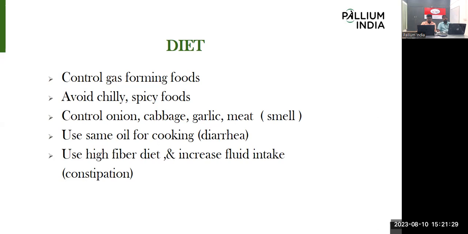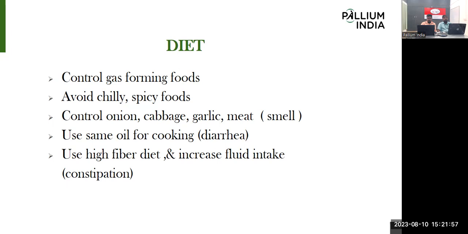Loose stool may happen because there is no sphincter control in the stomal region. In the rectum there is sphincter control, so they can control it. But here there is no control. Whenever the bowel opens, the fecal matter comes out into the colostomy bag. Continuous diarrhea will disturb the patient, so they need to use the same cooking oil to avoid diarrhea.